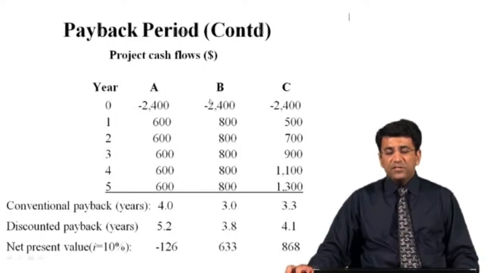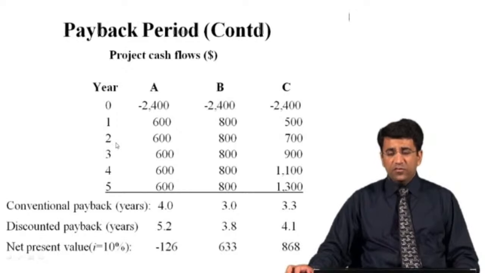The initial capital investment for all of the projects A, B and C is the same, that is 2400. Again, this is your investment or cost. You will have to invest this amount, that is 2400, in order to start that particular project. So these are already the present value of the cost or investment. In the first year, project A generates 600, project B generates 800, project C generates 500.